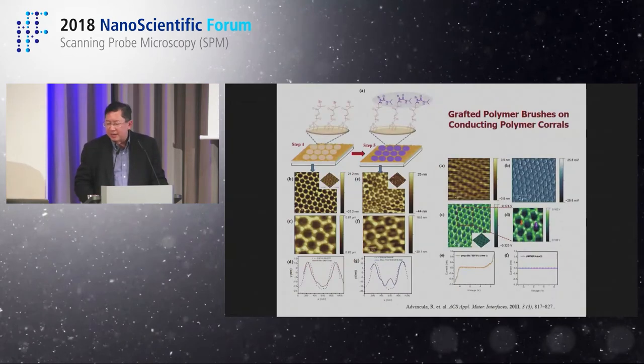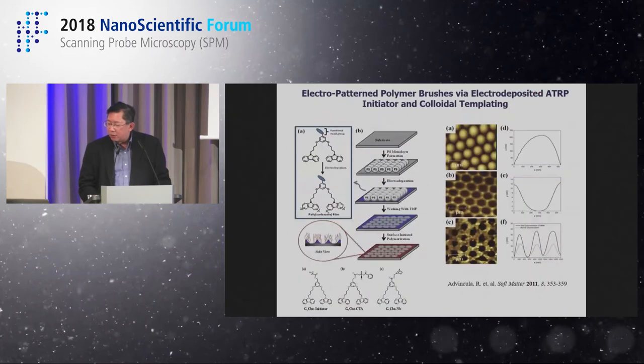So what we have here is that we were able to fill the holes with polymer brushes by grafting an ATRP initiator and then growing polyNIPAM, such that we have an array of conducting polymers with a grafted polymer brush in the middle. So it's a binary composition, and using conducting AFM, we were able to distinguish the conducting polymer layer from the non-conducting polymer brush.